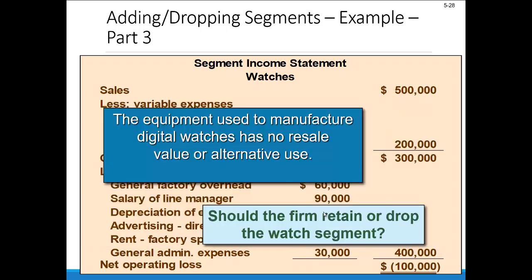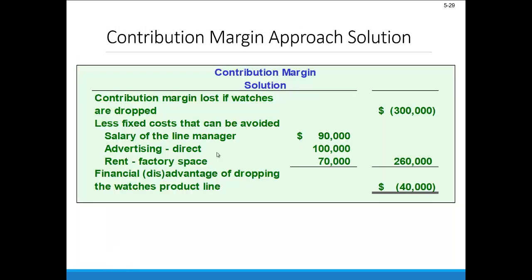They're not avoidable if we drop the watch segment. Let's also assume that the equipment used to manufacture these watches, so let's say they're digital watches, has no resale value or alternative use. We can't use it for anything else. We can't sell it. So should the firm retain or drop this particular segment? And here's one way to go about this solution, and it is consistent with our segmented reporting in chapter 6. We take the contribution margin that's lost if watches are dropped, $300,000, and compare that essentially with the fixed costs that are avoidable if that same segment is dropped.